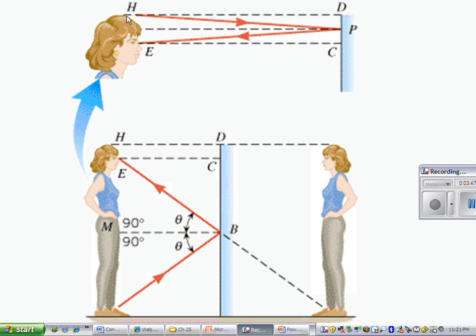So what happens up on top here is the light rays from the top of the head come in, hit at point P, go to your eye. The light rays from the shoe come on up, hit at point B, go to your eye. So the only part of the mirror that you actually need is from point P, which is right about here, all the way down to point B, and that's half your size.